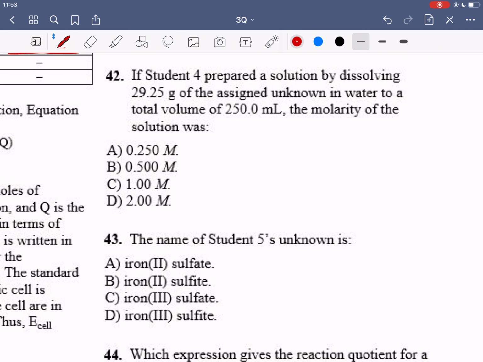Moving on to question 2. Now student 4 prepared a solution. They dissolved this many grams of the assigned unknown in water to a total volume of this much, and were asked for the molarity. So molarity is just moles over liters.